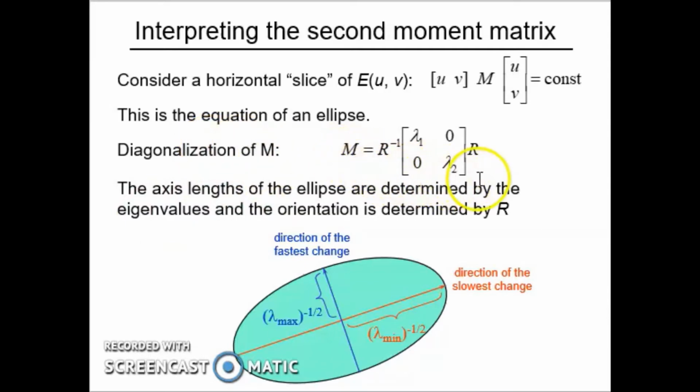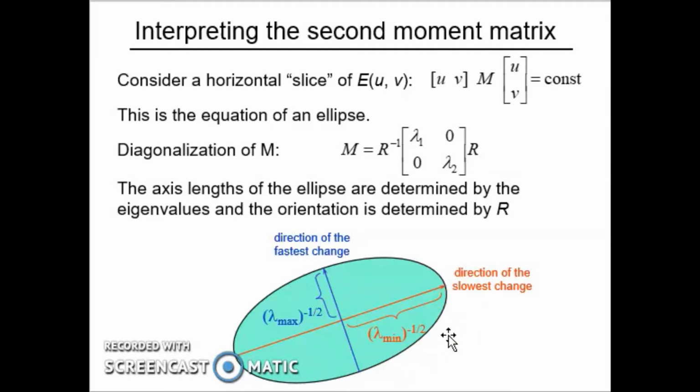Now, if we perform diagonalization of this matrix M, which is nothing but a combination of second order derivatives, this is the form that we can come up to, which means that lambda 1 and lambda 2 are the eigenvalues, and we can have the corresponding eigenvectors. The axis lengths of the ellipse are determined by the eigenvalues. So this is the direction of the fastest change, and this is the direction of the slowest change. This is indicated by a stronger or a high eigenvalue, and this is signified by a smaller eigenvalue.